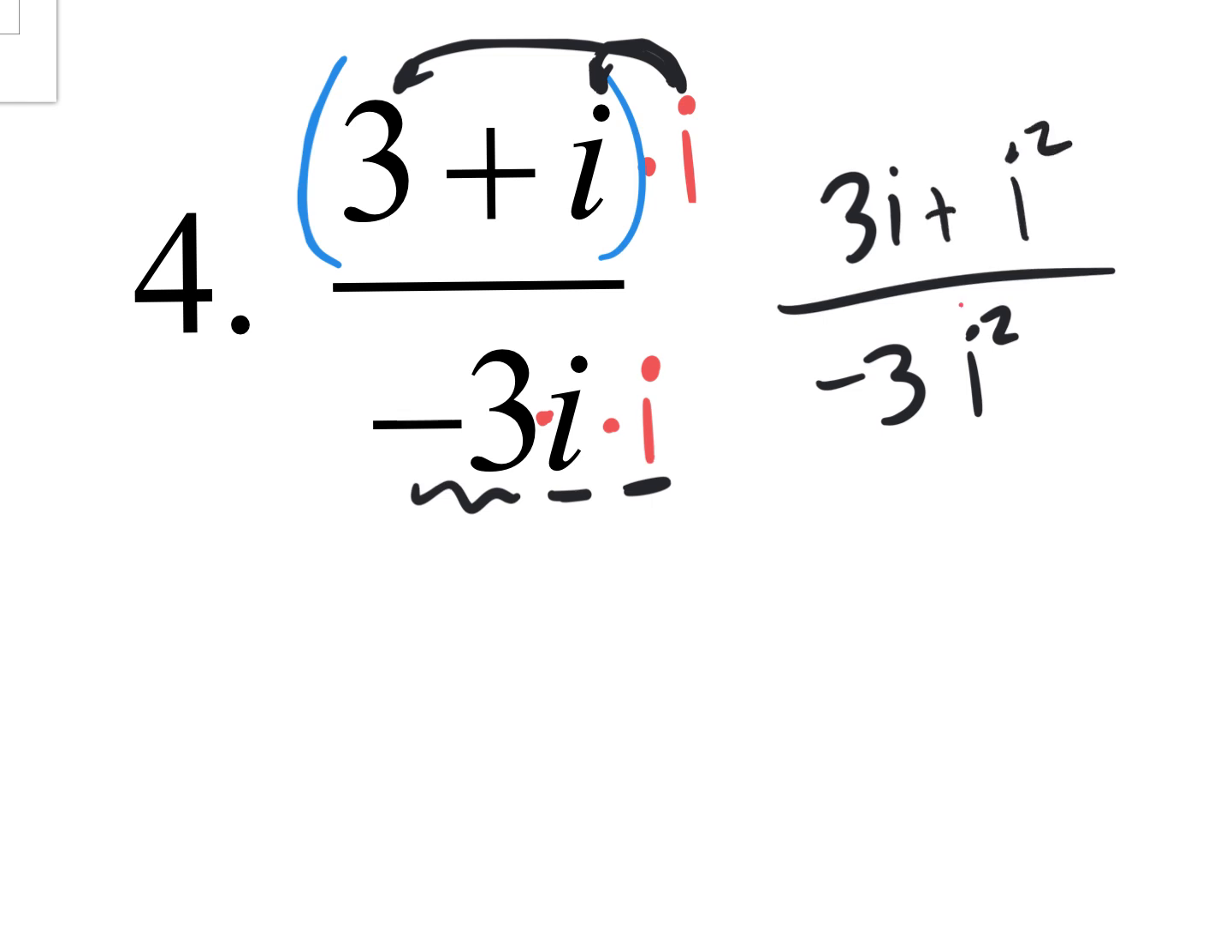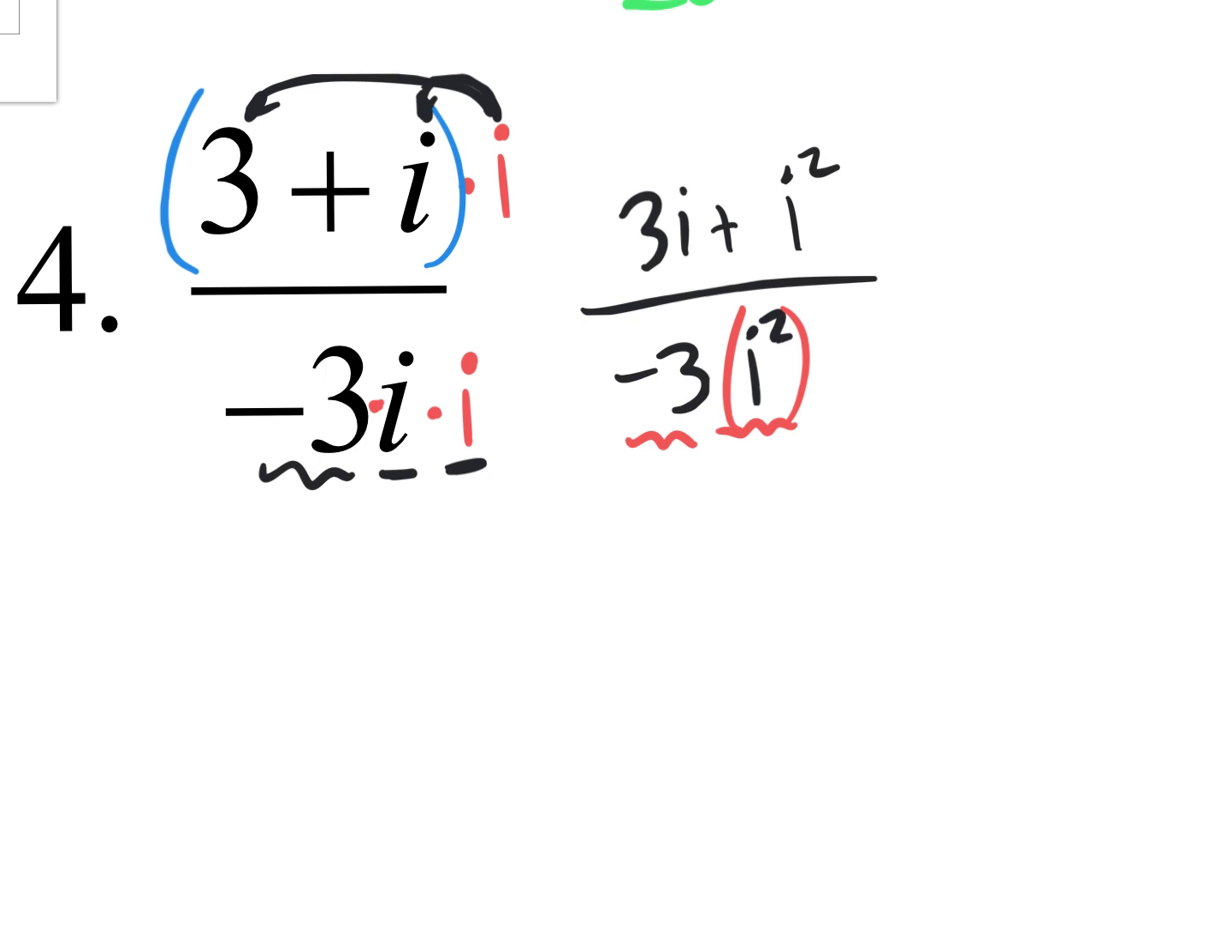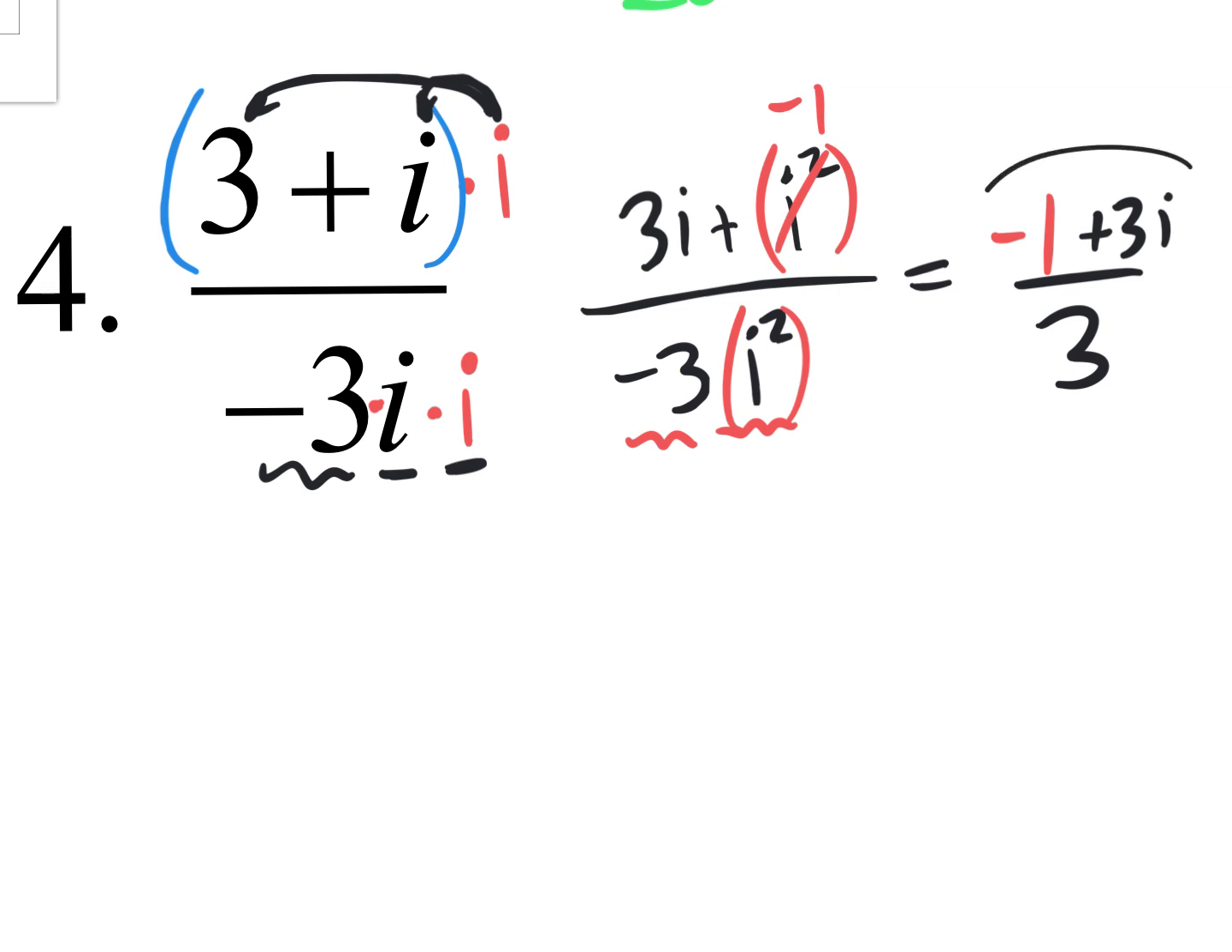Now, once again, i squared is really a negative 1. So on the bottom, I really have negative 3 times negative 1, which is a positive 3. And up on top, i squared is a negative 1. So I really have 3i plus negative 1. But of course, you want to write your real part first, negative 1 first, and your imaginary part second. And this is the answer.